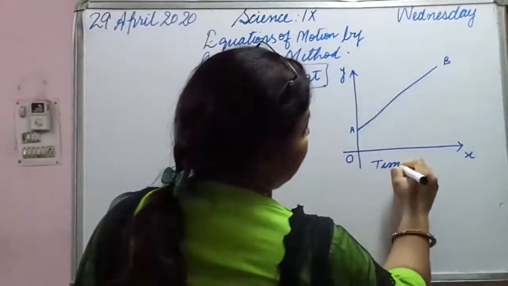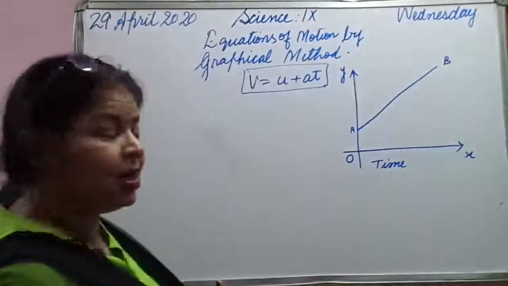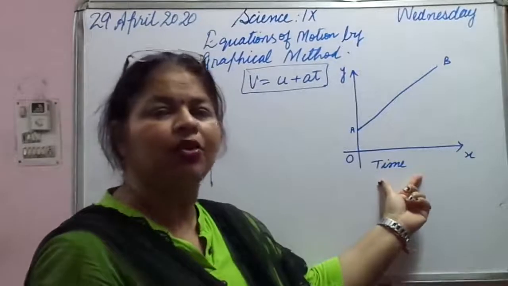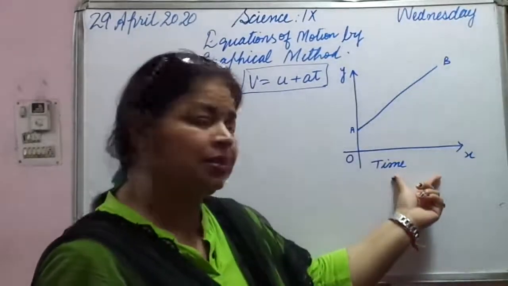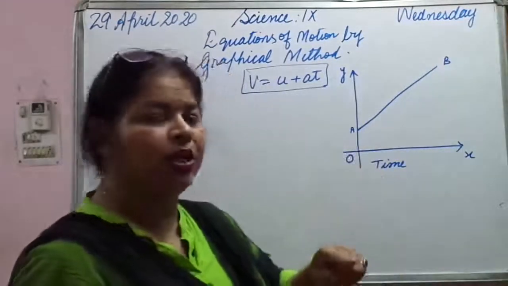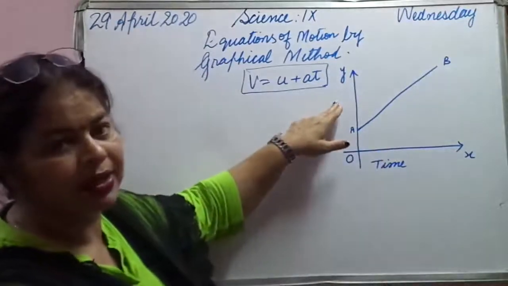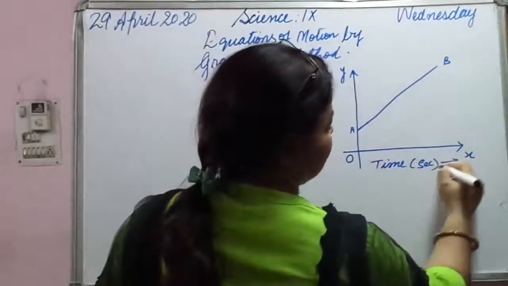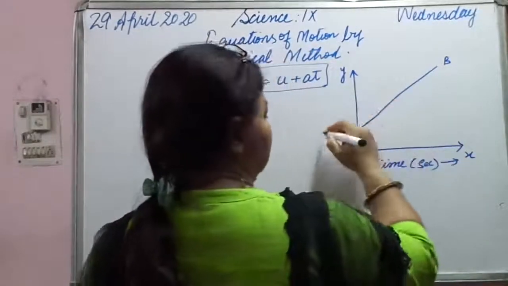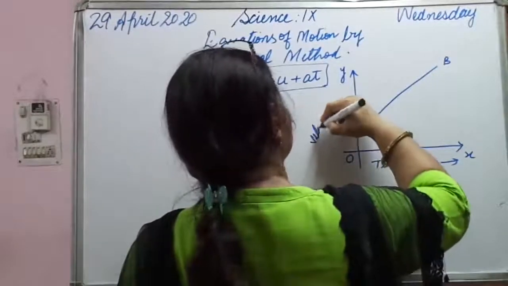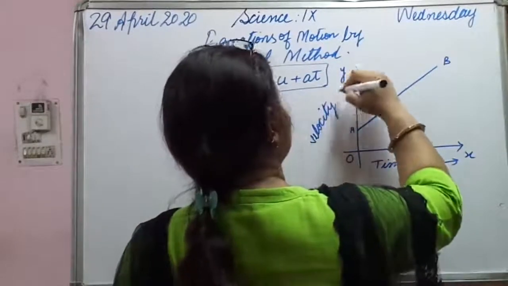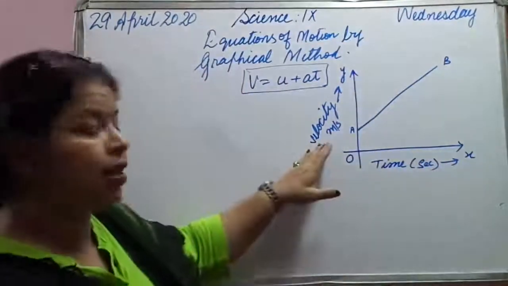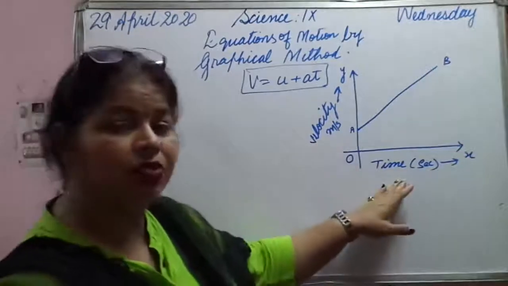Time on x-axis. Yesterday and day before yesterday we discussed that independent quantities are always plotted on x-axis, while dependent quantities are always plotted on y-axis. So time in seconds like this, and this is velocity on y-axis, and what are the units? Meter per second. Don't forget to write all these things, okay? Otherwise your marks will be deducted.